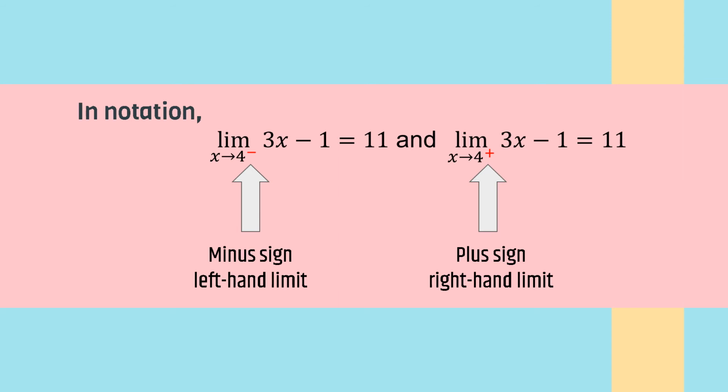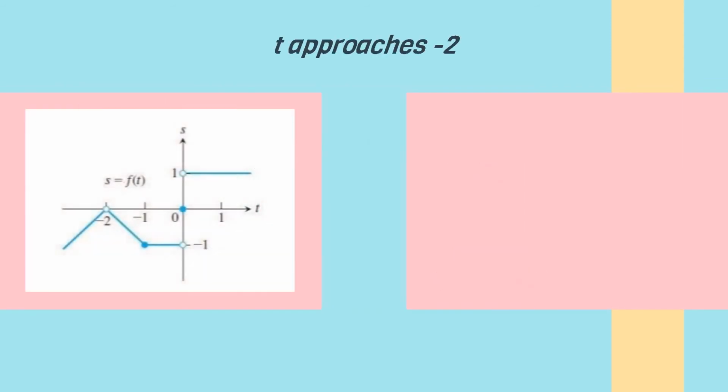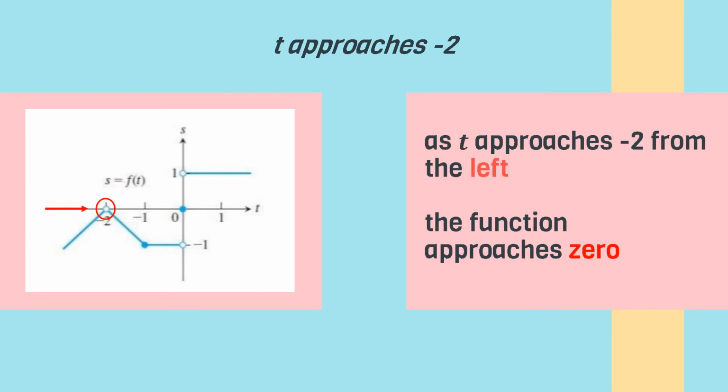But are there cases where the left and right-hand limits do not converge? The answer to that is yes. In our next example, we have the piecewise function f of t. Here, we can see that as t approaches negative 2 from the left, the function approaches 0. In notation, it looks like this. The limit of f of t as t approaches negative 2 from the left is equal to 0.